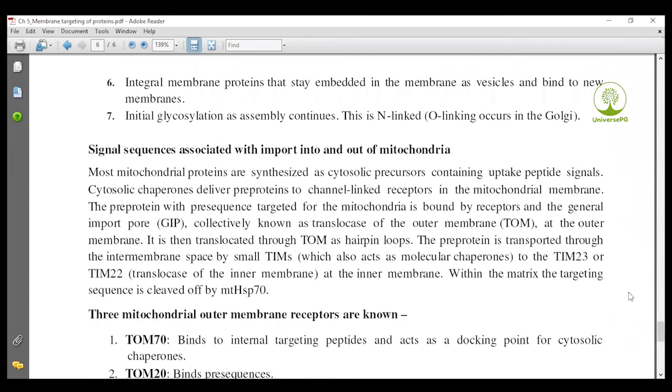Last term of your sheet: signal sequences associated with import into and out of mitochondria. How many signal sequences are involved in the import and export of different types of protein in the mitochondria?